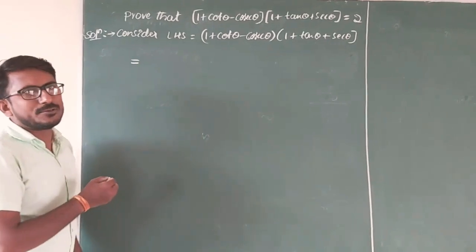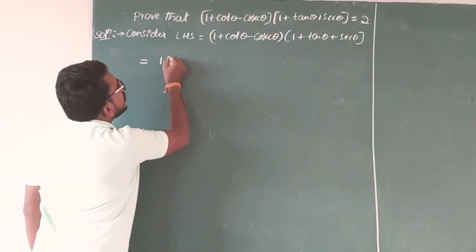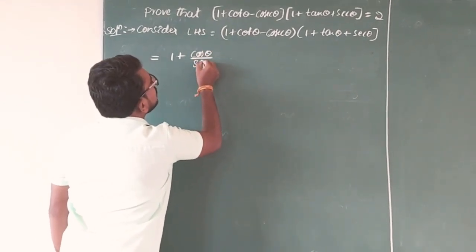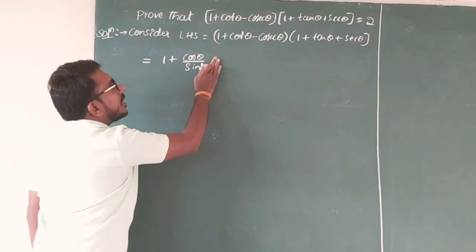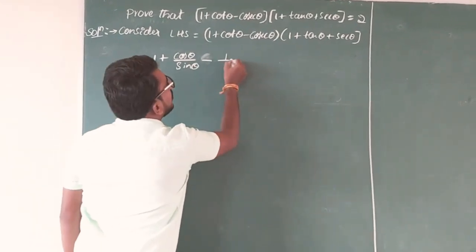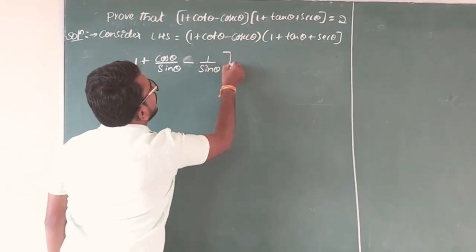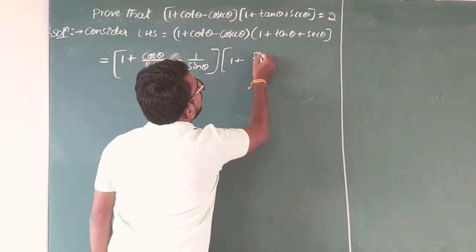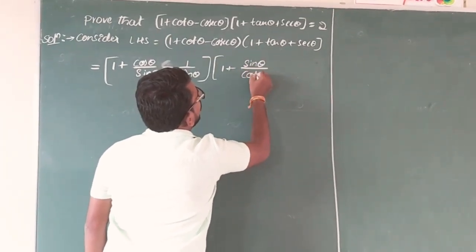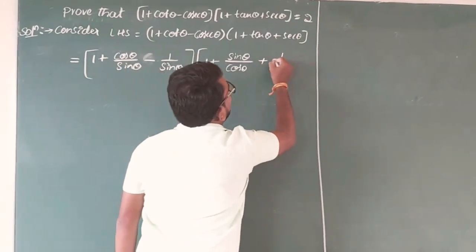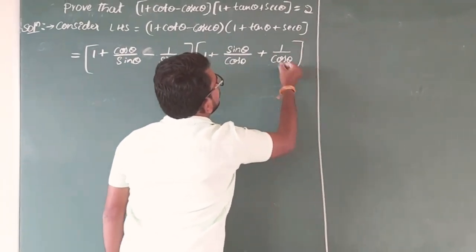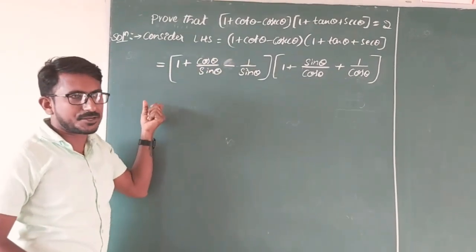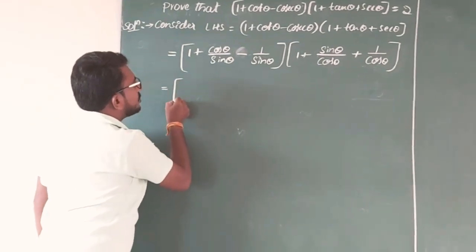So let us make use of these functions. 1 plus, I will replace cot theta by cos theta by sin theta, and cosecant theta by 1 by sin theta, into 1 plus tan theta, which we can write as sin theta by cos theta, plus secant theta, which we can write as 1 divided by cos theta. Here 1 plus a ratio is there, isn't it? So we have to take the LCM. In this bracket I will take the LCM.